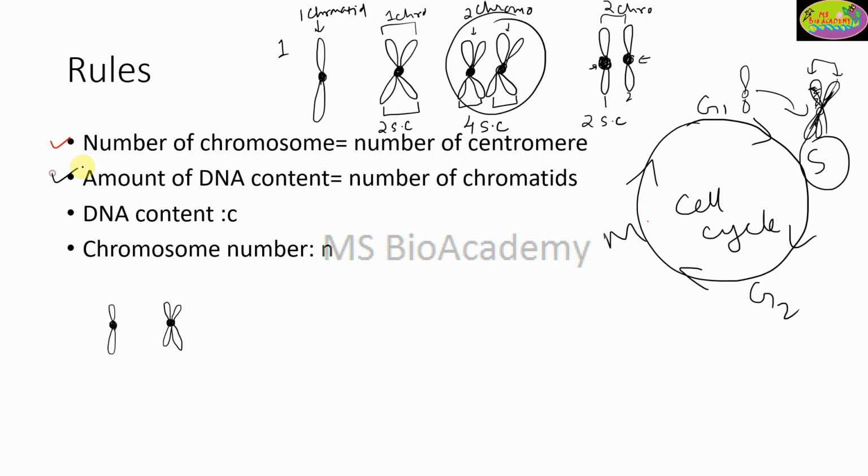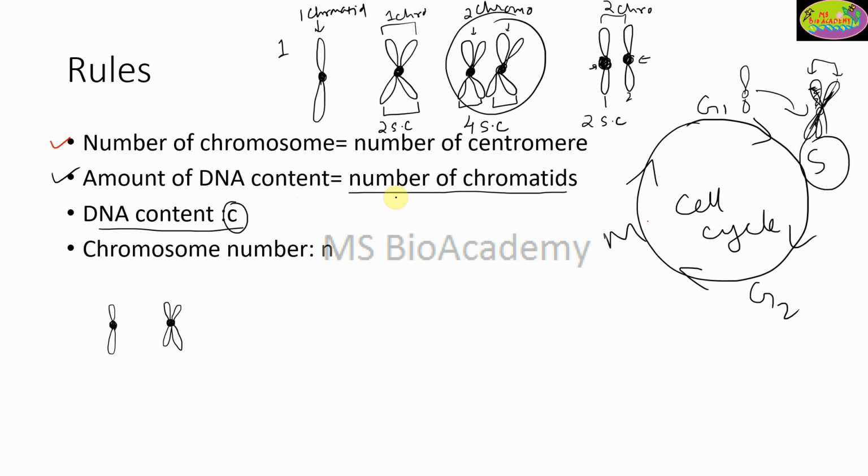Now what does the second rule say? The second rule says that the amount of DNA content is equal to the number of chromatids. Now if somebody asks you what the amount of DNA content will be, do remember that we always represent DNA content with the letter C.